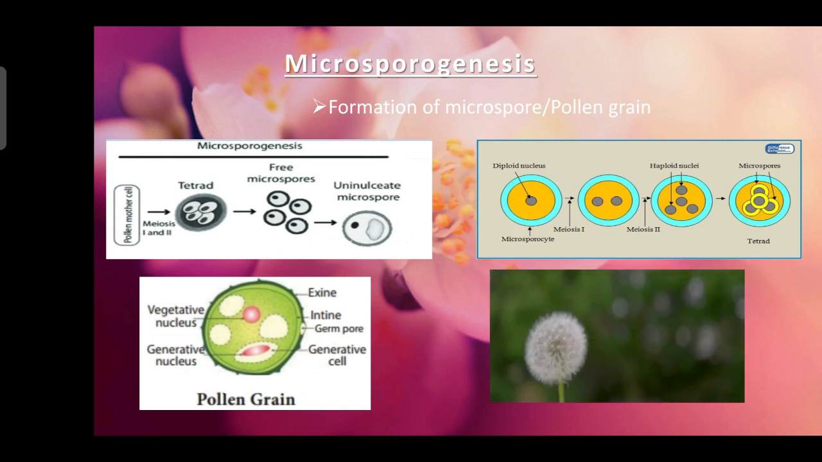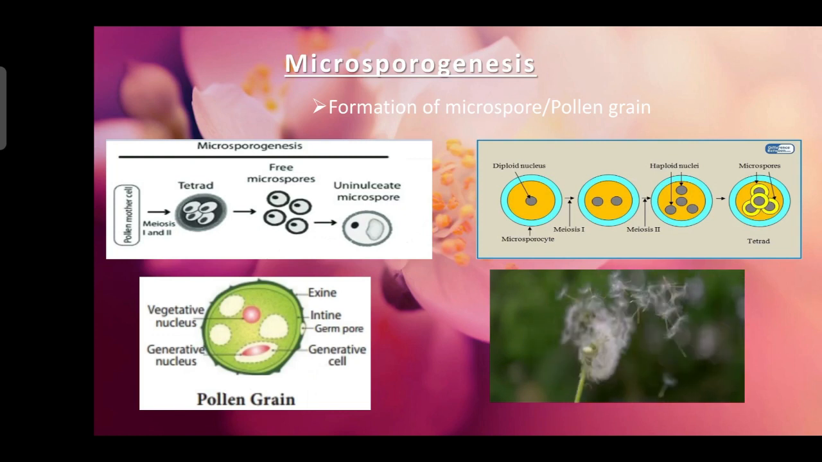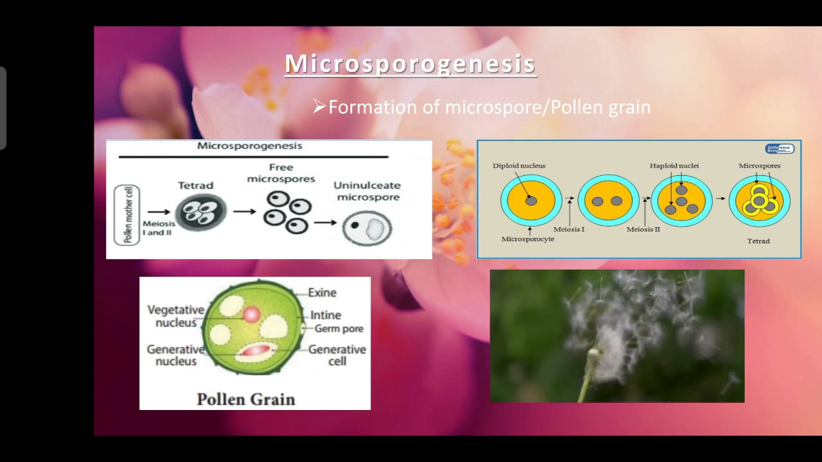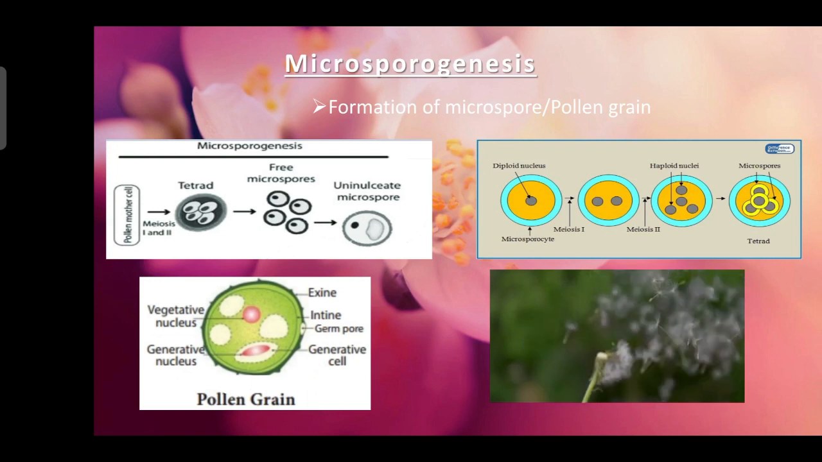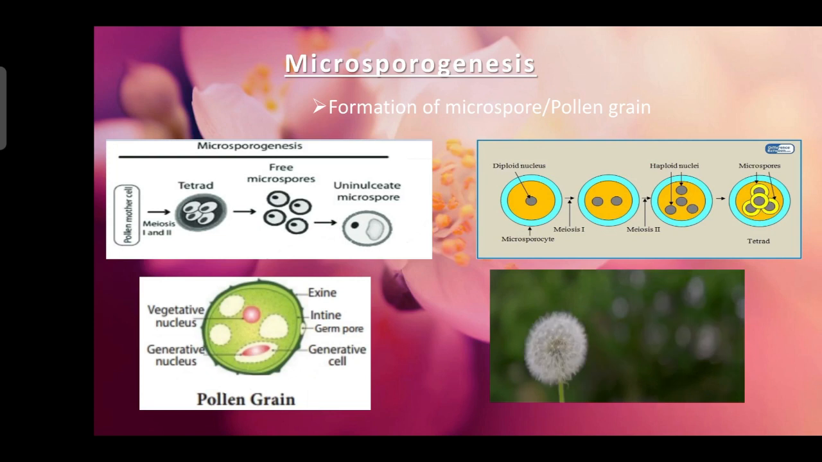The process of formation of the microspores from the pollen mother cells through meiotic cell division is called microsporogenesis. The steps: the diploid pollen mother cells present in the pollen sac undergo two meiotic cell divisions to produce 4 haploid daughter cells that are held in a cluster, and this compact cluster of microspores is called a microspore tetrad. The microspore tetrad separates and develops into pollen grains.